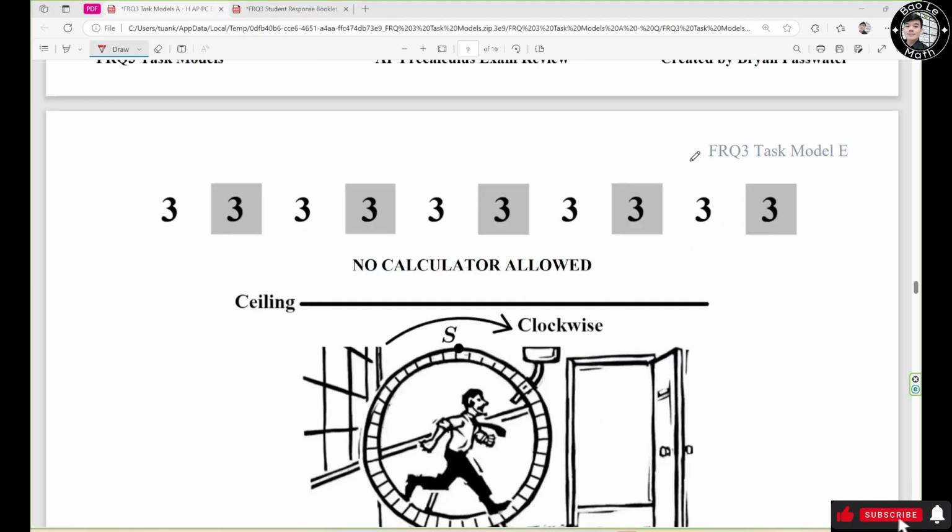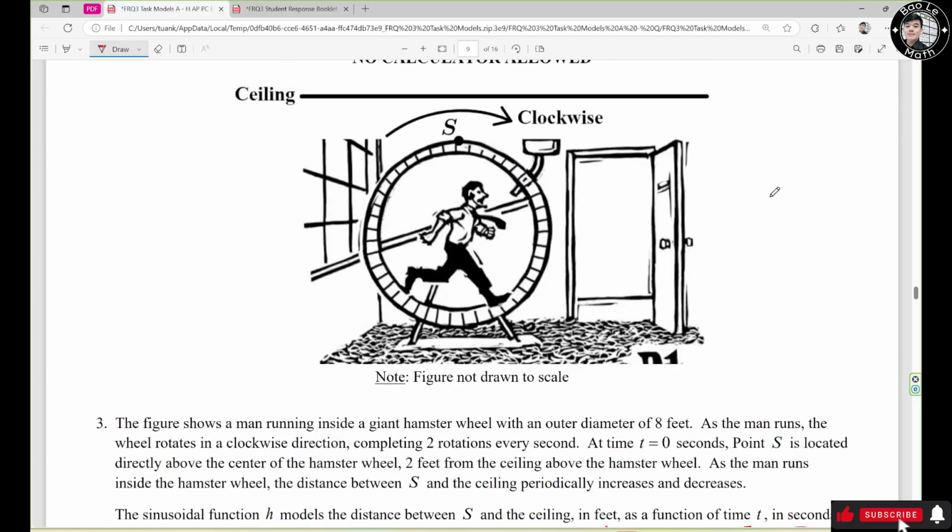Alright, now let's move on to the next question, task model E. The figure shows a man running inside a giant hamster wheel with an outer diameter of 8 feet, right? So diameter is right here from here to here. It's gonna be 8 feet, right?